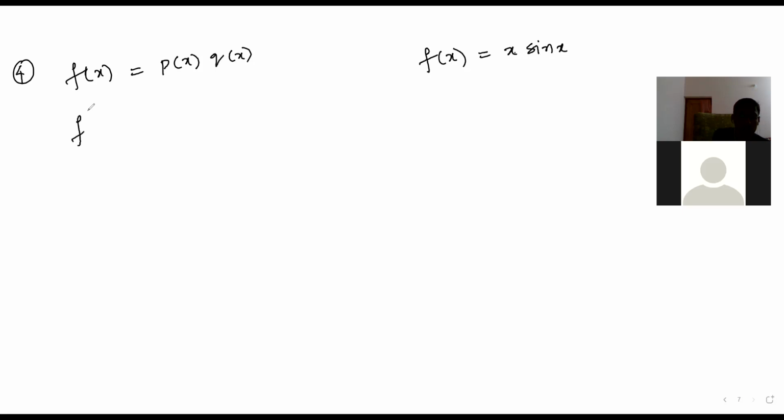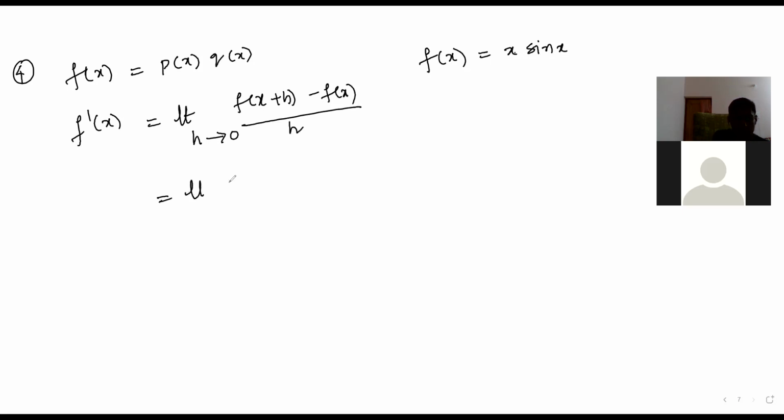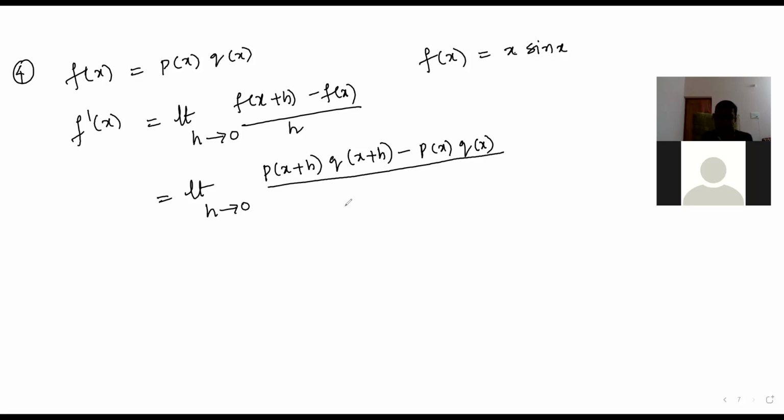Okay. Now, f dash of x. What is f dash of x? Formula: limit h tends to 0, f of x plus h minus f of x, by h. So now we write limit h tends to 0. f of x plus h means in the place of x, like this: p of x plus h into q of x plus h, minus p of x into q of x, by the whole thing divided by h. Like this.